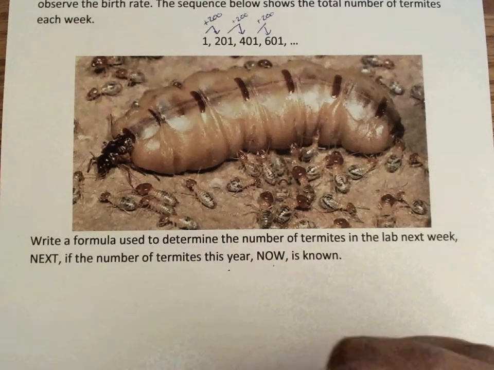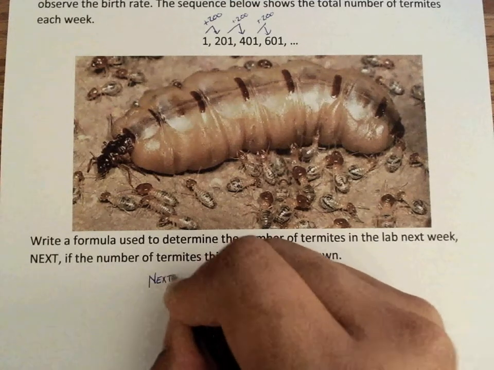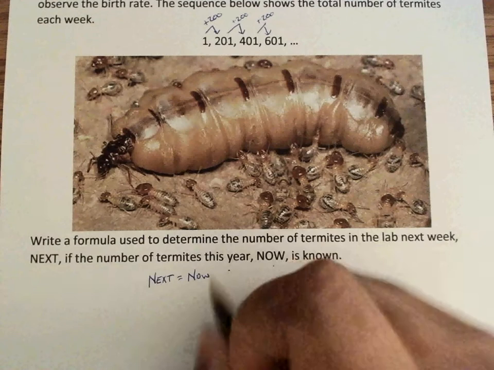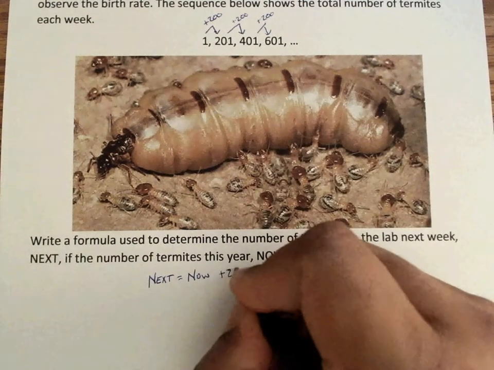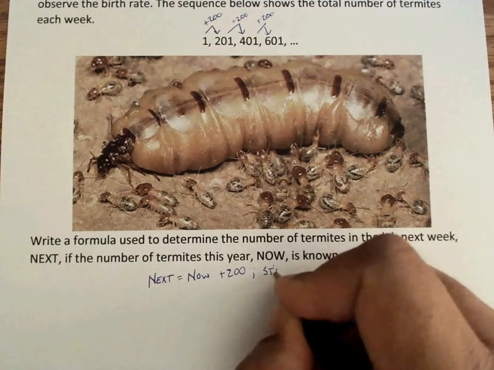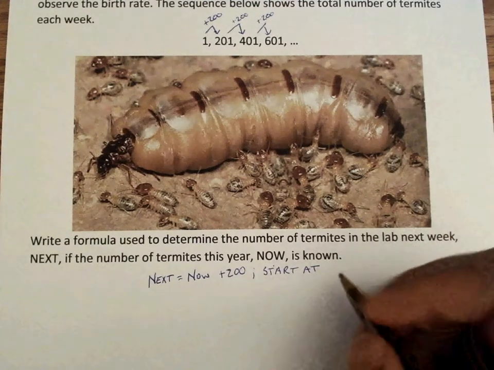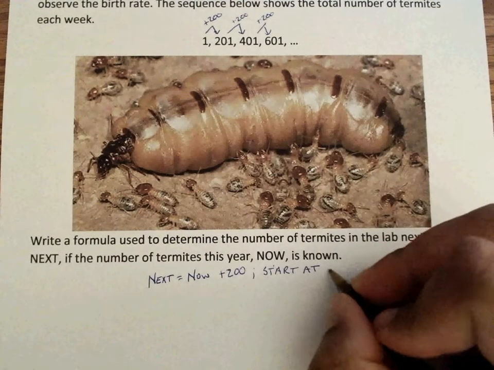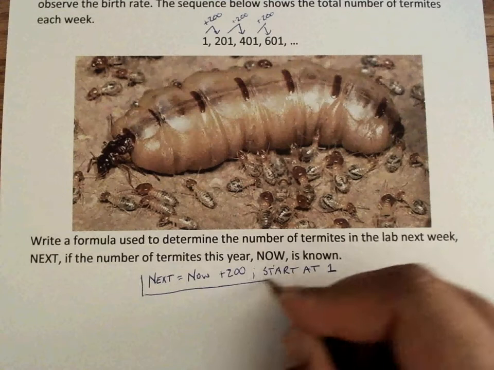So we know our next equal now always starts off with next equals now. And then we have our common difference, which is the plus 200. So I'm going to write plus 200. And then we have our start at. And our start at, we started off with 1 queen termite. So I'm going to put 1. And that would be our answer.